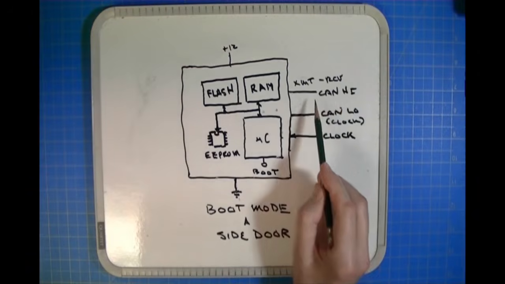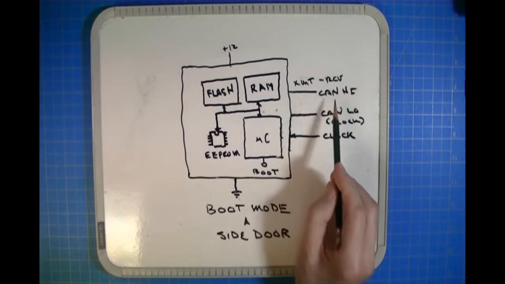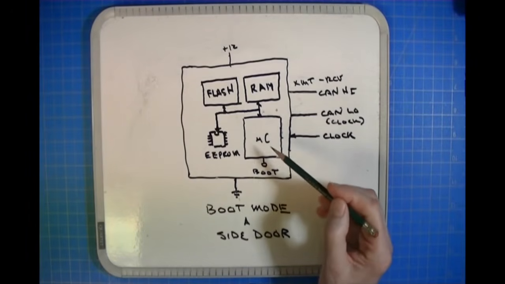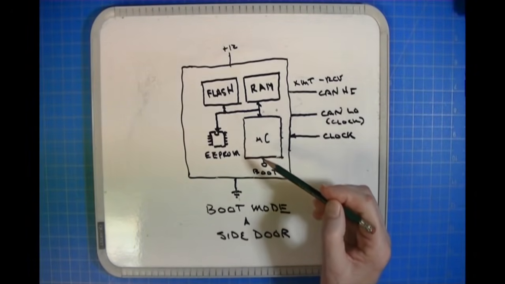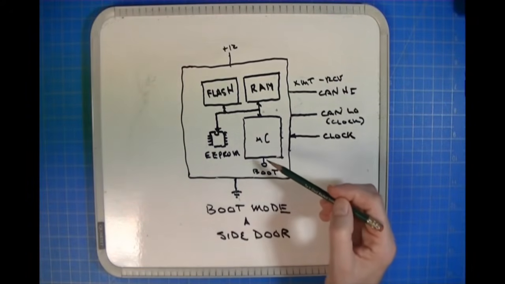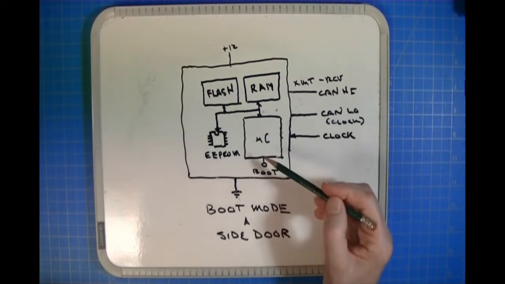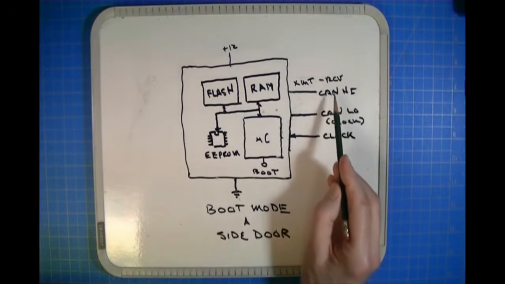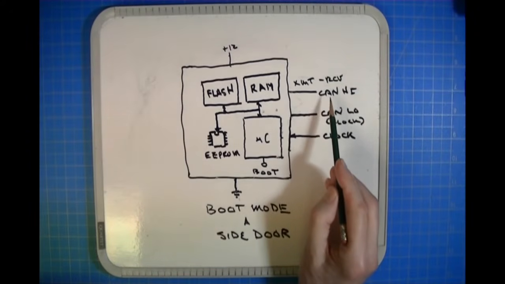Think of the CAN command as something that only works when the processor is running its program, and it's performing its function as the controller of whatever it's responsible for in the vehicle. Okay, in boot mode, this line becomes basically a receive line and a transmit line.